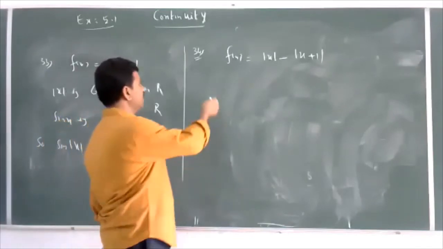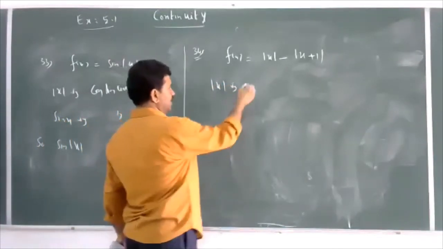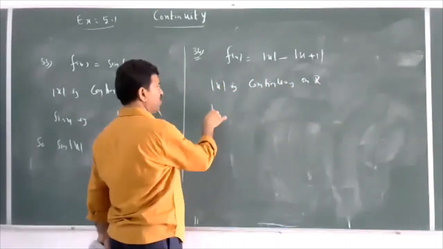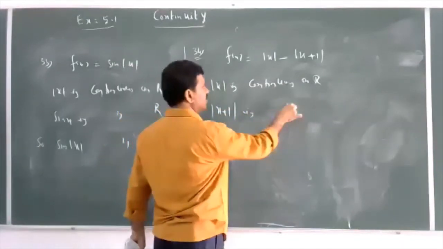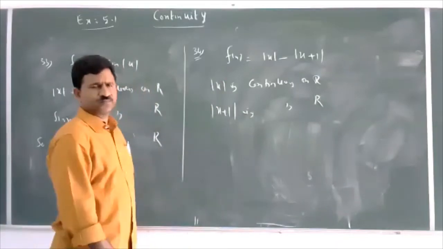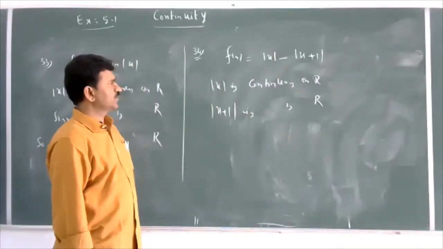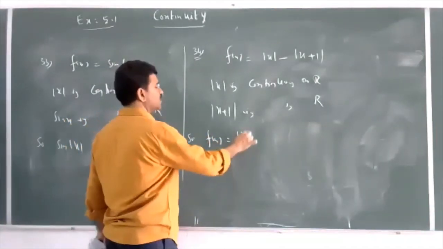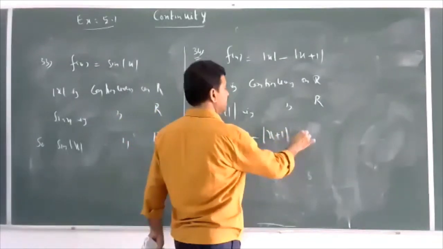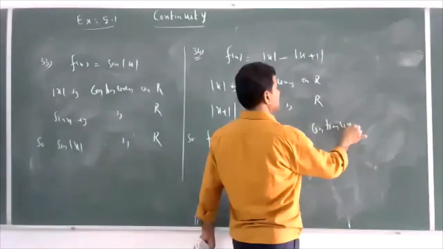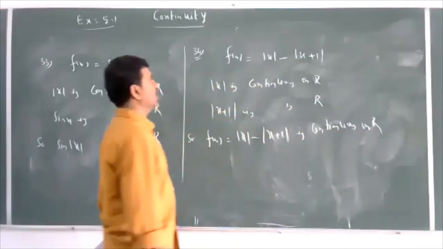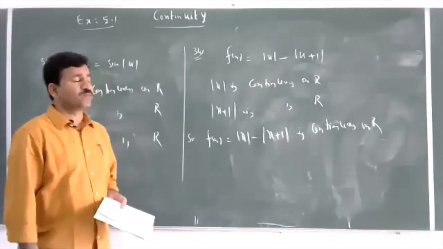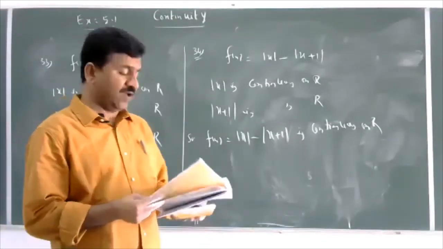Mod x is continuous on R, and mod of x plus 1 is also continuous on R. So f of x is equal to mod x minus mod of x plus 1 is continuous on R. So there is no point of discontinuity. There is no point of discontinuity for f of x.